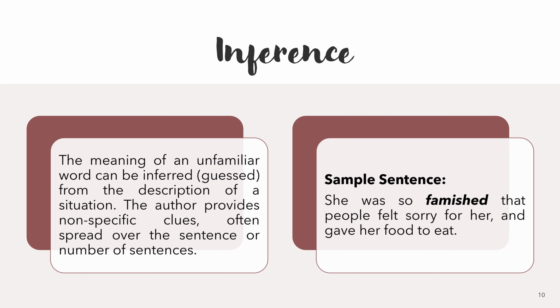Inference. The meaning of unfamiliar word can be inferred or guessed from the description of a situation. The author provides non-specific clues, often spread over the sentence or number of sentences. Let us all read the sentence. She was so famished that people felt sorry for her and gave her food to eat. In this example, you are forced to use your reasoning skills in order to figure out the meaning of the word famished. You can use the information in the text to guess its meaning. Therefore, we can conclude that famished is very hungry.